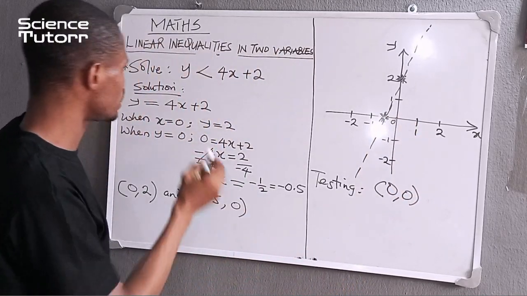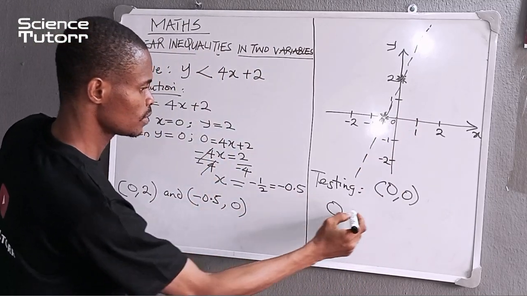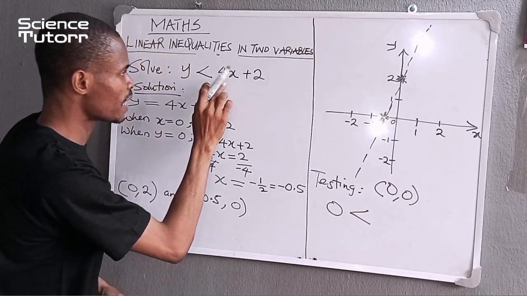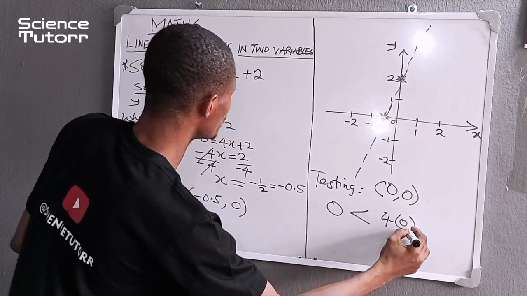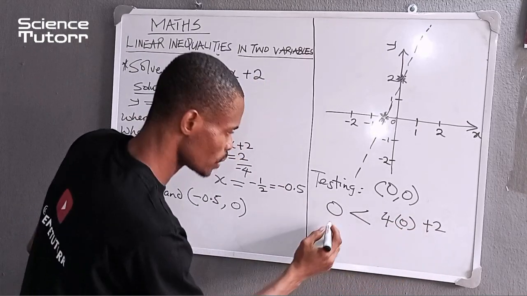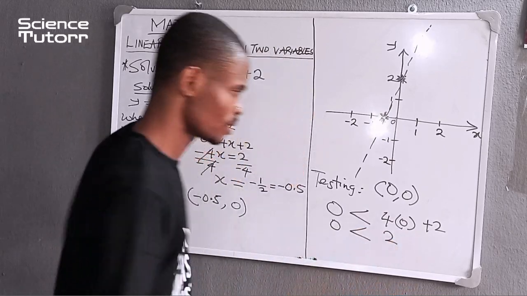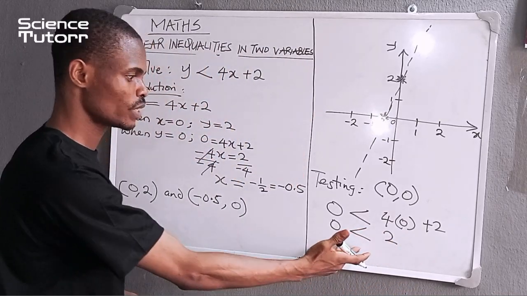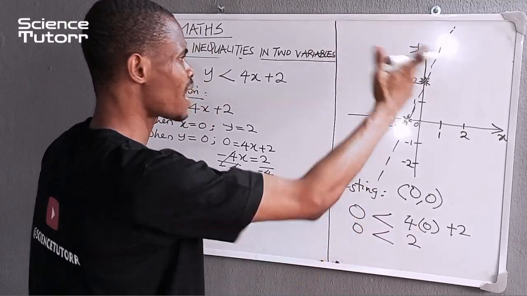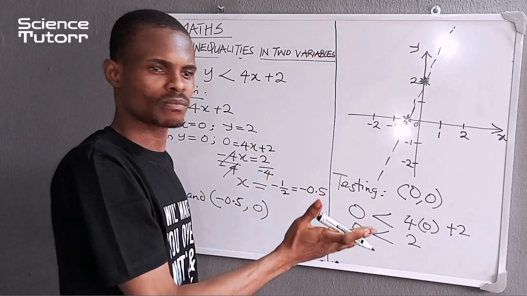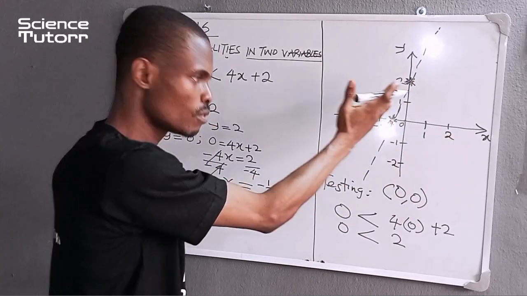I'm going back to my inequality. If I put y to be 0 and x to be 0, automatically it means 0 is less than 4 times 0 plus 2. So that means 0 is less than 2. That is true in this case. 0 truly is less than 2. So without testing on the other side, we can see that we have our solution below.